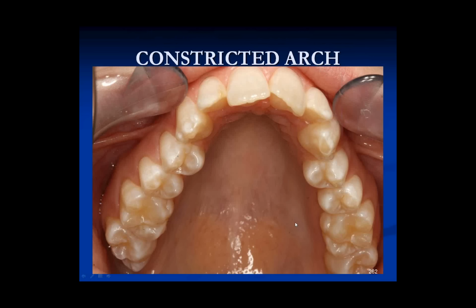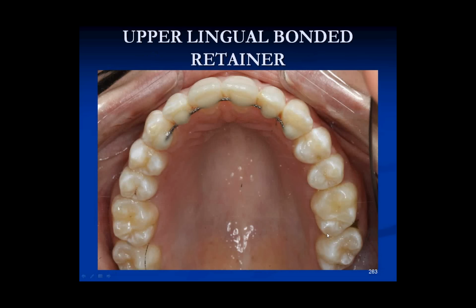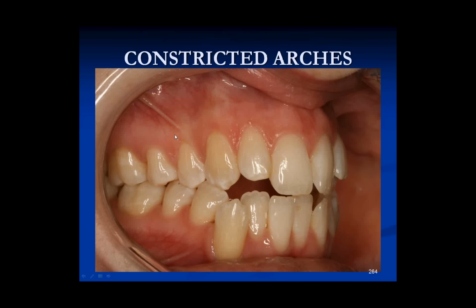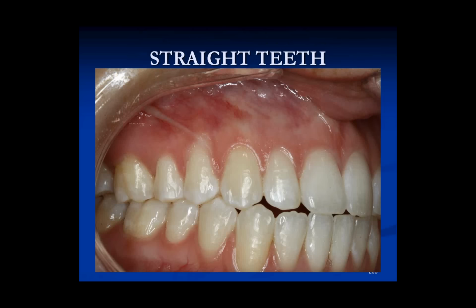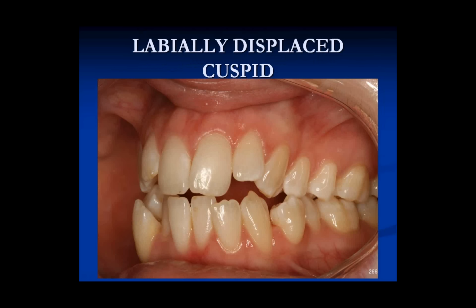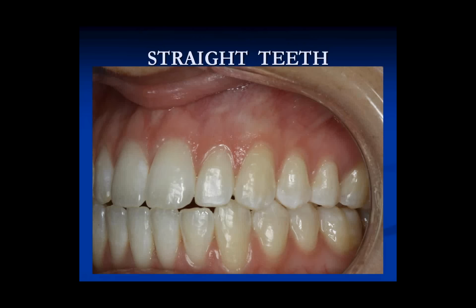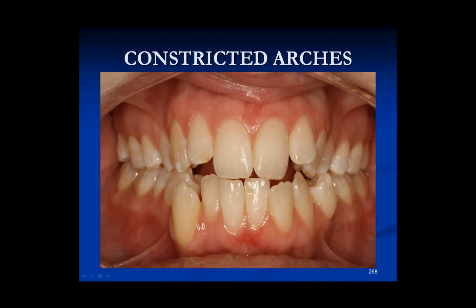On the upper arch, we'll do the same thing. Look at that beautiful arch. Beautiful upper arch. Beautiful broad smile with a lingo bond retainer. So again, constricted arch, straight teeth. That's the one I like the best. Look at how much that is constricted.